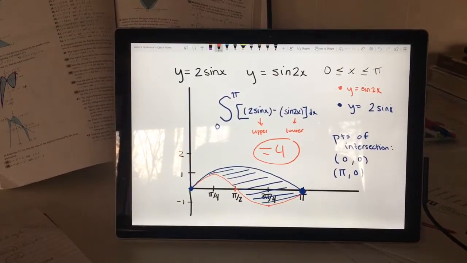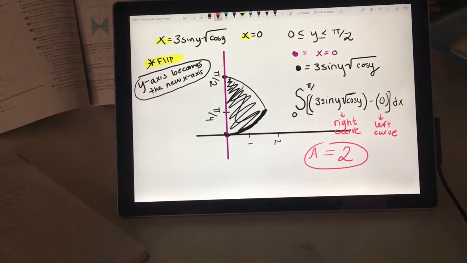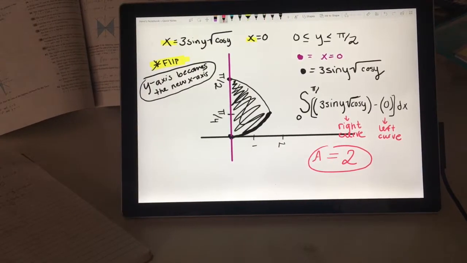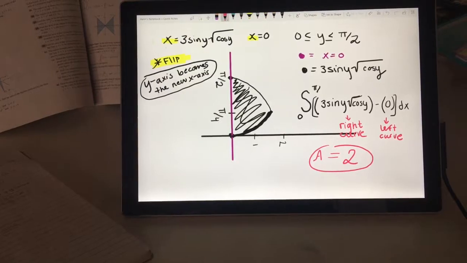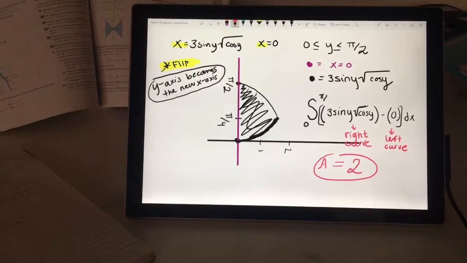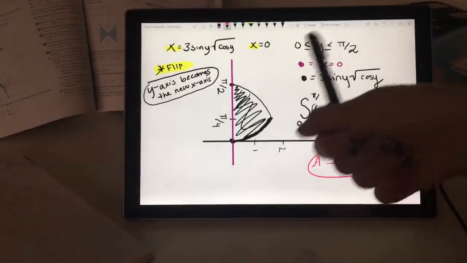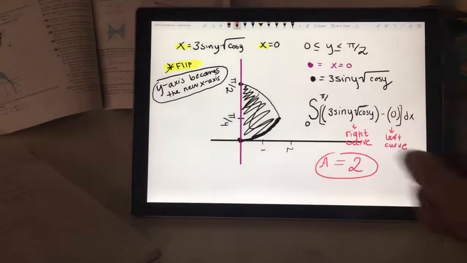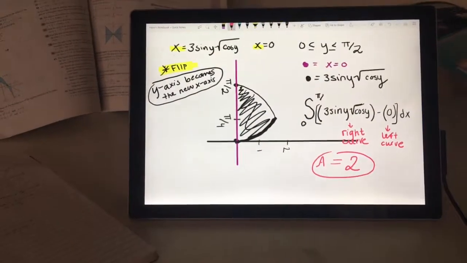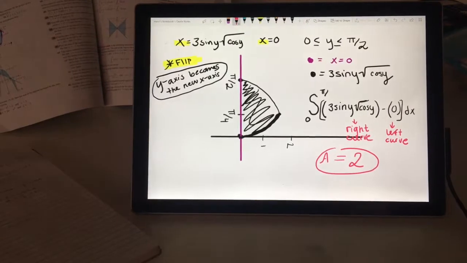All right, let's try one more problem. The last problem says x equals 3 sine y times the square root of cosine y, and x equals 0. It also gives us the domain, y is in between 0 and pi over 2. These are your intersection points. This is your a, this is your b, and you can also clearly see when you graph that (0, 0) and (0, pi over 2) are your intersection points.